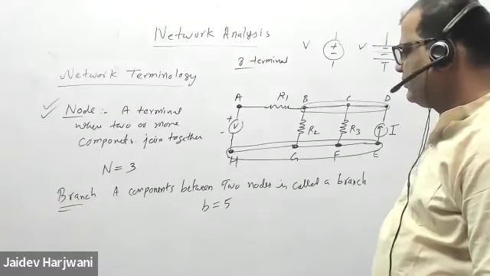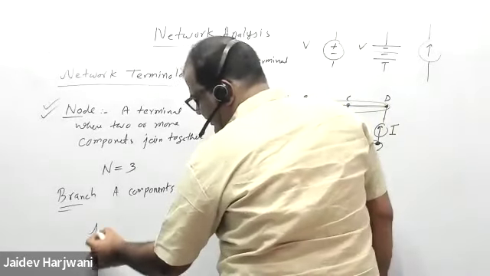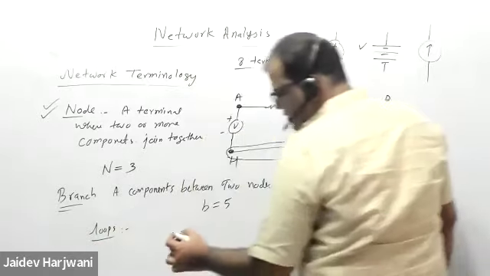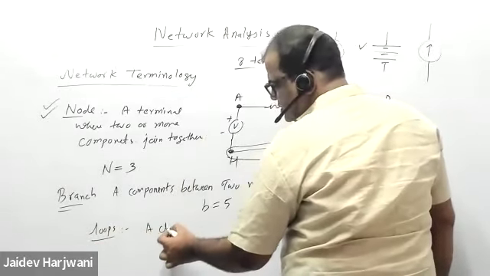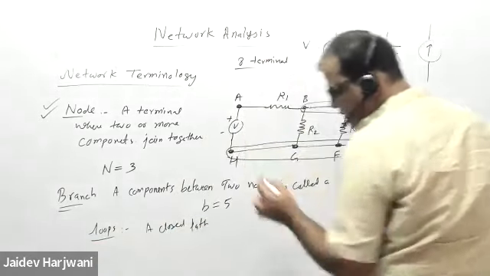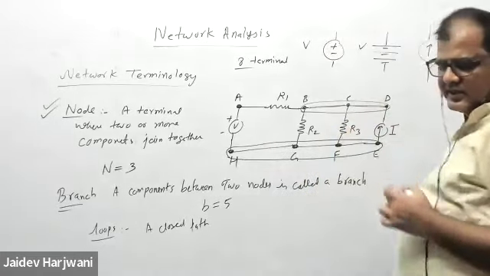Okay, now the third thing comes: how many loops are there in the circuit? Loops. Now loops means a closed path. A closed path in the circuit is called a loop. A closed path is a loop. How many loops are there in the circuit? Can you tell me?